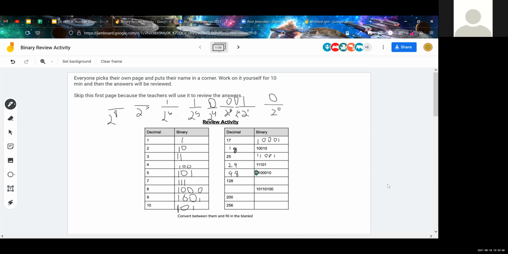Okay, so 128. That's just a power of 2. It's 2 to the 7th. So it's just going to be 1, and then 1, 2, 3, 4, 5, 6, and I think there's one more zero. Yeah, that should be right. And remember again, 128 is 2 to the power 7. That's why we have 7 zeros, because 2 to the power 6 down to 2 to the power 0 have zeros in them.